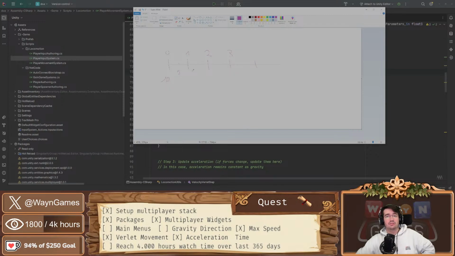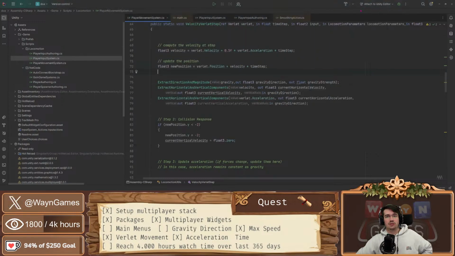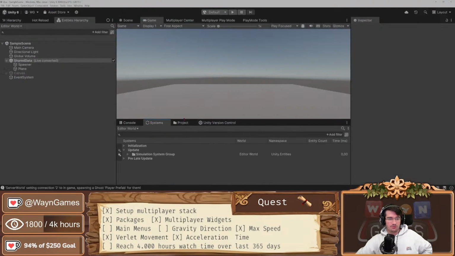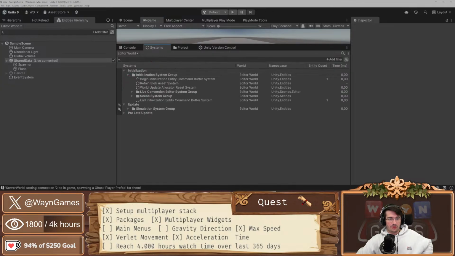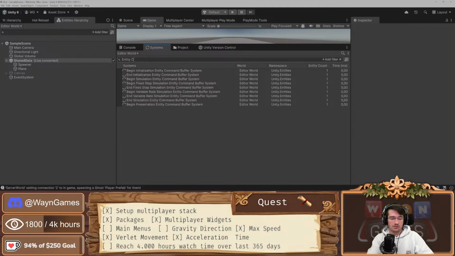No, because the entity command buffer is created. So that won't help at all. Let's open the systems window to illustrate. Entity command buffer. So we have all of these entity command buffers.